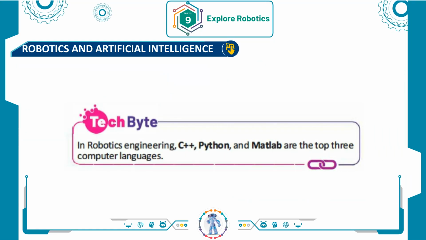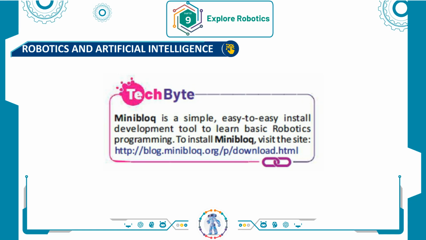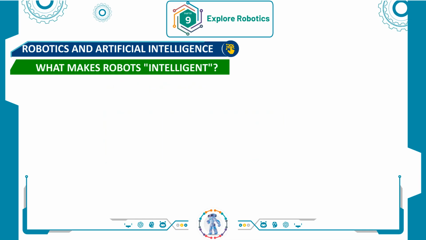TechByte. In robotics engineering, C++, Python, and MATLAB are the top 3 computer languages. TechByte. MiniBlock is a simple, easy install development tool to learn basic robotics programming. To install MiniBlock, visit the site http://blog.miniblock.org/p/download.html.